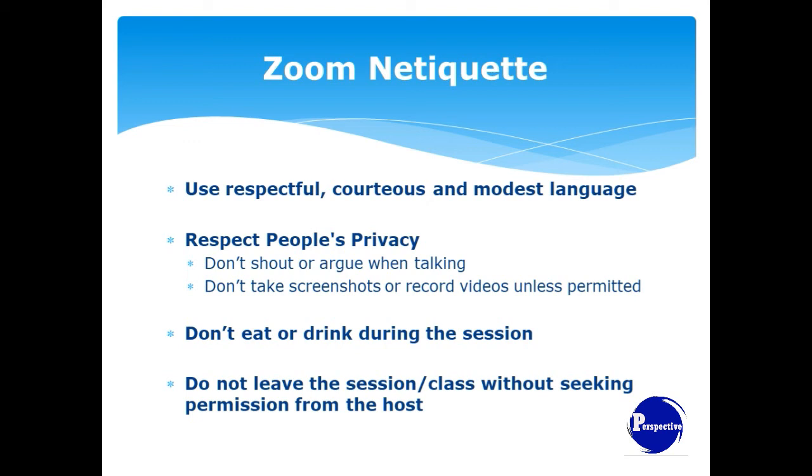It's a criminal offense if you breach someone's privacy. How can you do that? By shouting at someone or calling someone names in a Zoom meeting, or taking screenshots and recording videos unless permitted. If you take screenshots of someone or record the Zoom meeting on your phone without prior permission, the person whose video has been recorded can file a case against you, because this is a criminal offense.